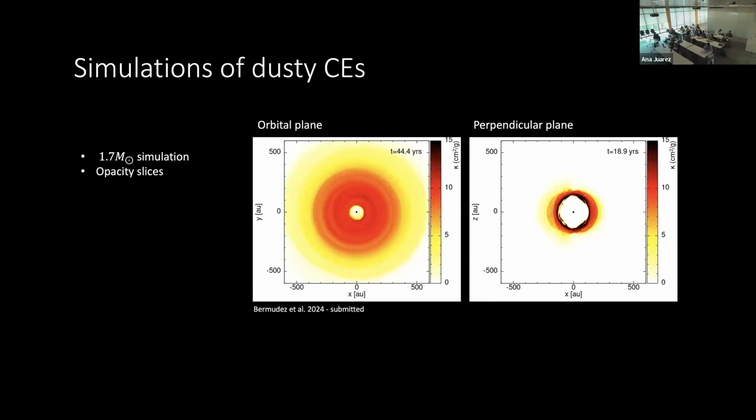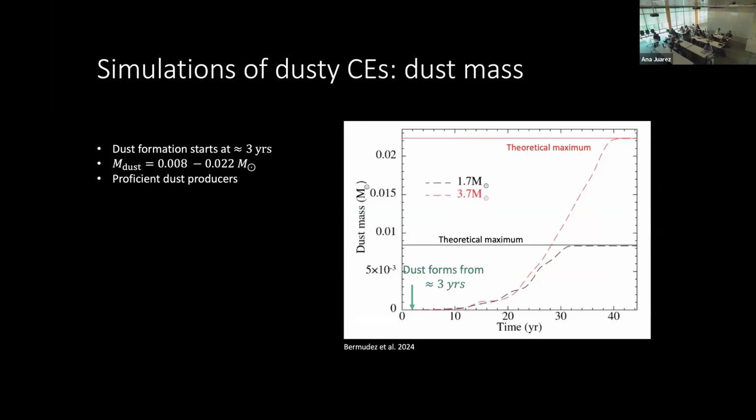This is the perpendicular plane, so it's a slice seen from the side. And you see quite a lot of geometry change here, which could be interesting for the geometry of the nebula formation that can come from many post-common envelope systems, but we're not going down that rabbit hole yet. The most important thing is these things make a lot of dust.